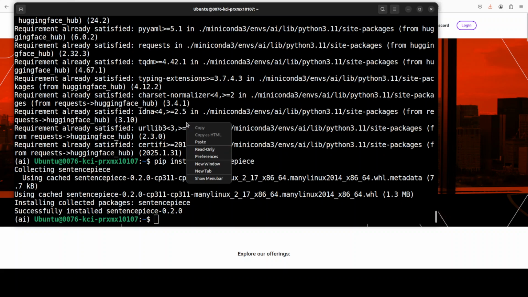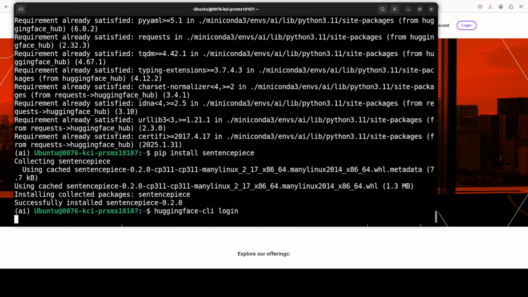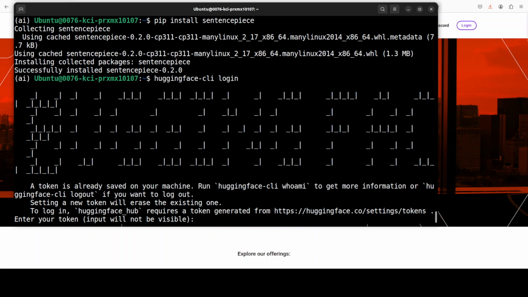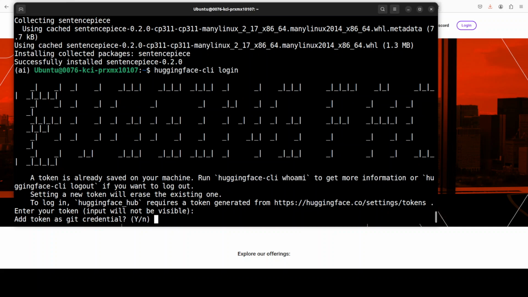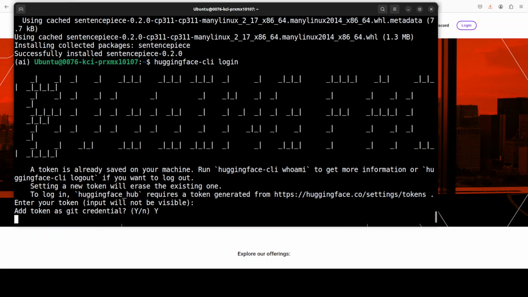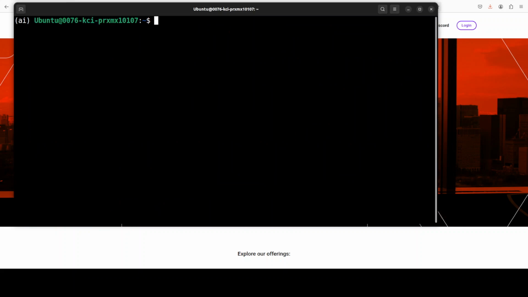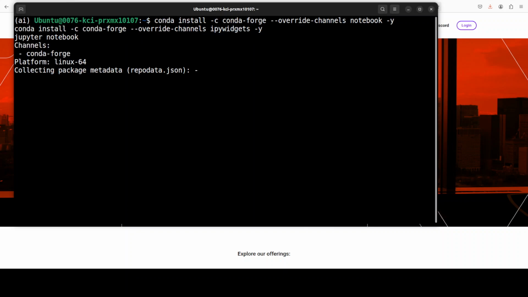Now let me log into Hugging Face because it's a gated model. You would need to go to huggingface.co, grab your access token from there, and also accept the terms and conditions at the model card, which is all free. You don't have to pay anything, so don't worry. And you can see that I am logged in. Let me launch my Jupyter notebook and then we will download and play with this model.